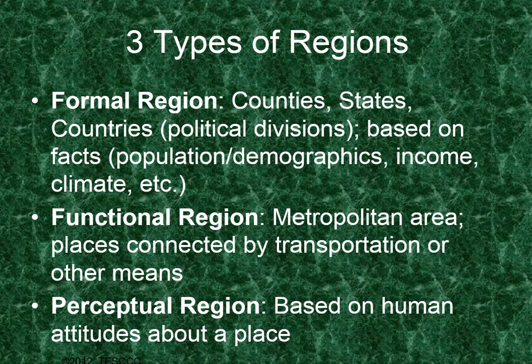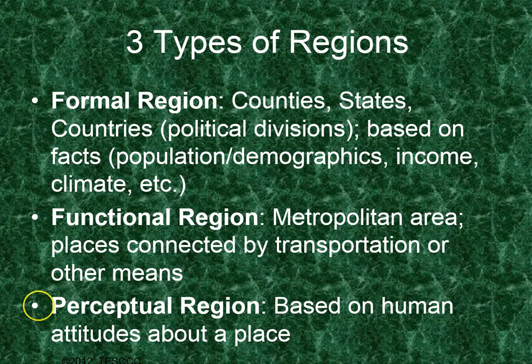The second type of region is functional. This is a metropolitan area. Anything or any places that can be connected by some kind of transportation system or other means. You could say Dallas-Fort Worth is a functional region because it's connected by highway systems. The New York area, New York City, Long Island, into New Jersey, that could all be functional because of the subway systems. Anything that can be connected by transportation means could be a functional region.